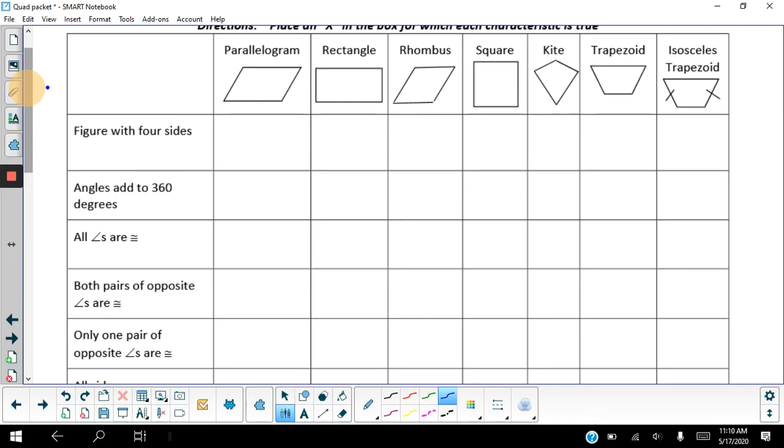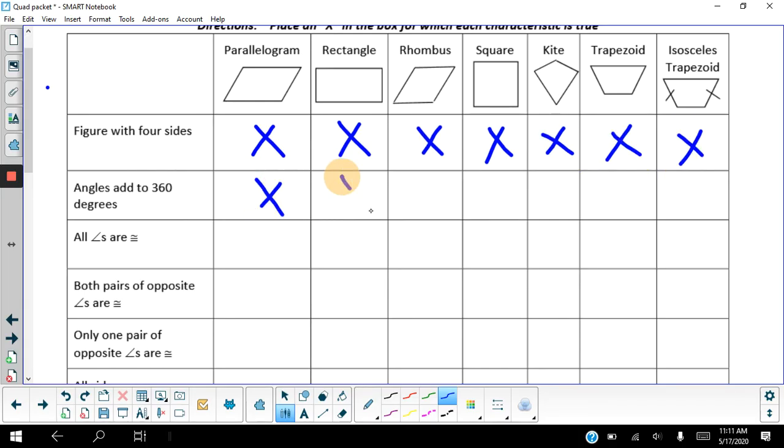So 4 sides. That's true with all of them. Angles add up to 360. That is anything that's got 4 sides. So that is true for all of these.